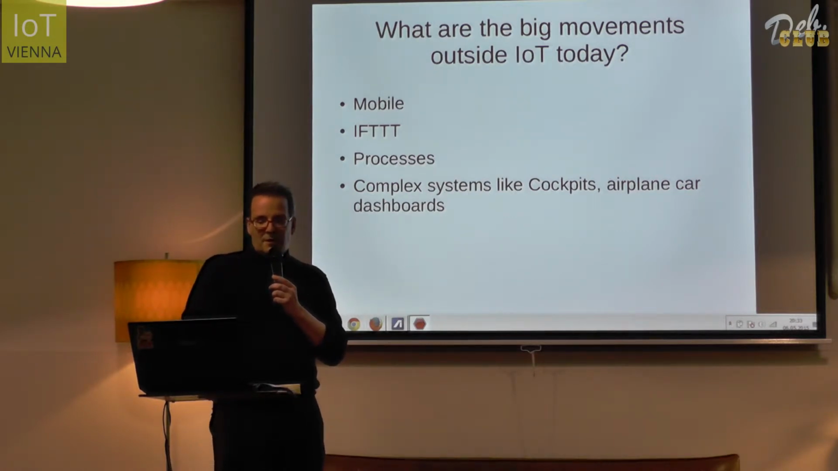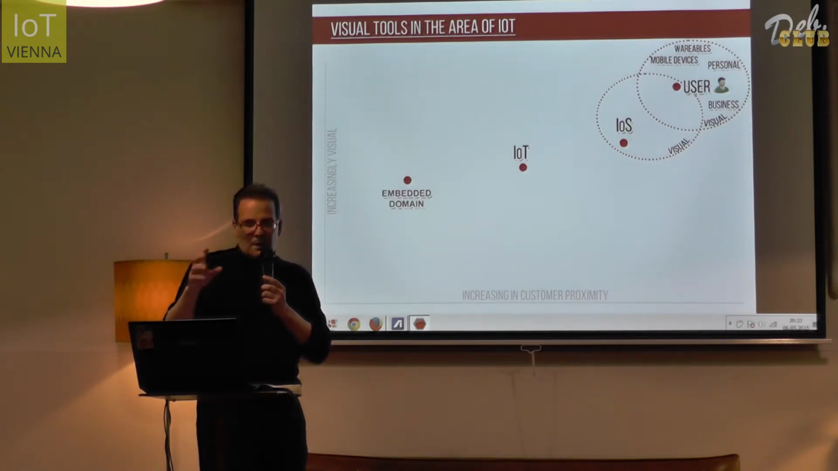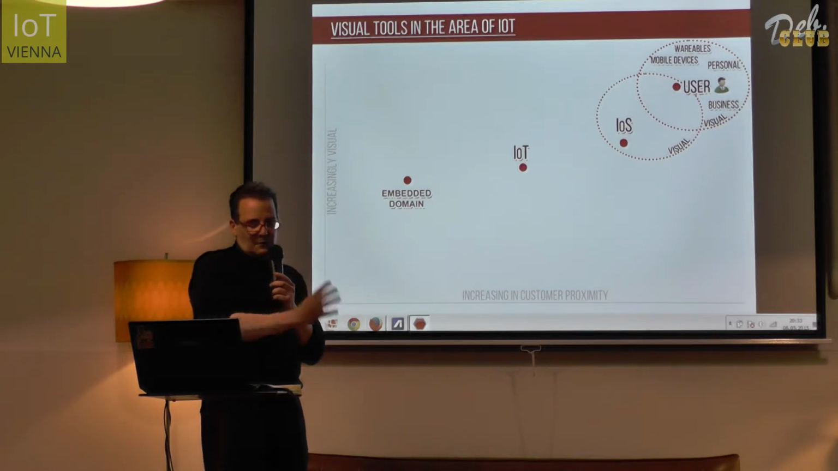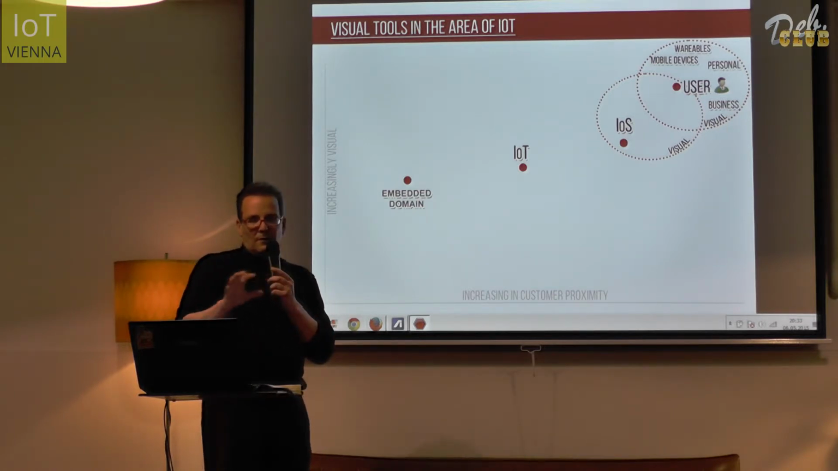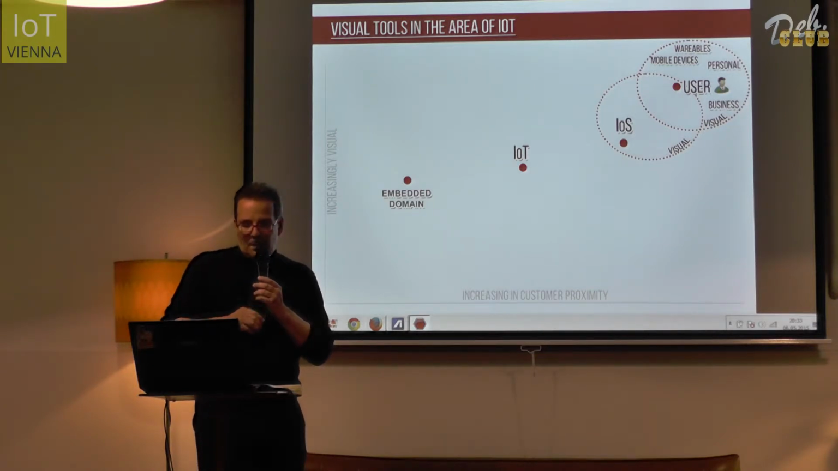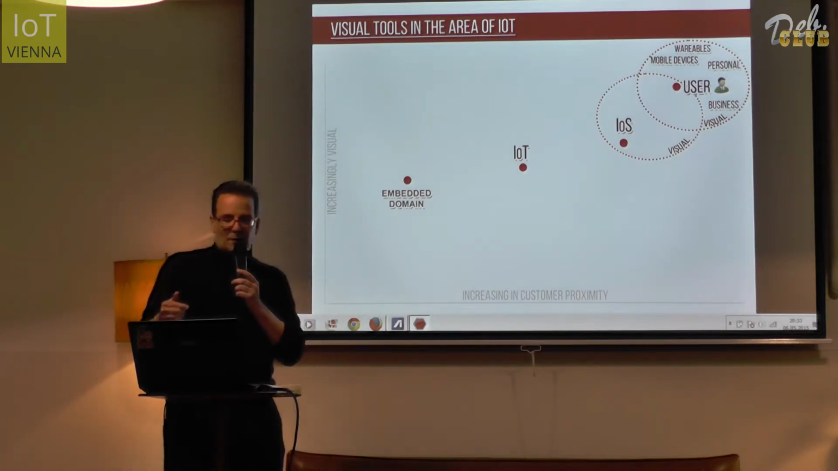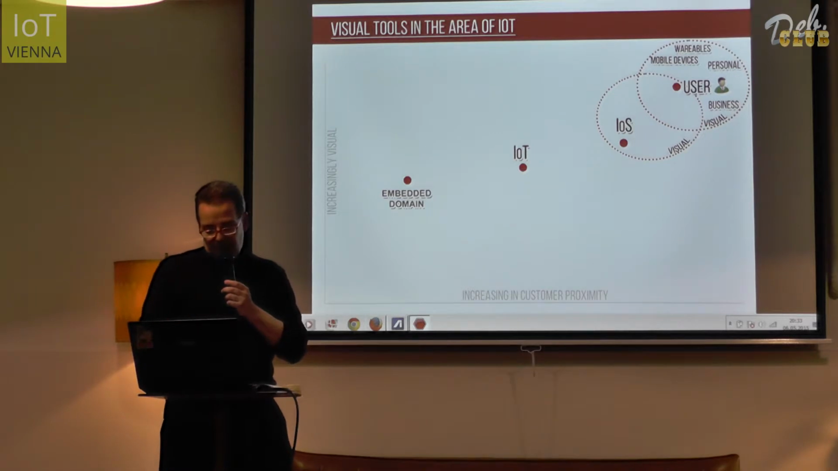And the examples of the cockpits, airplanes and dashboards. Dashboards here, I mean dashboards not in cars, but dashboards in software. So, the embedded domain is the classical one, the Internet of Things is where we are now driving, and closer to the customer is the Internet of Services and the user at the end. The visual tool is on the personal side of the user, the wearable and the mobile device. On the business side, it is the Internet of Things, for example.